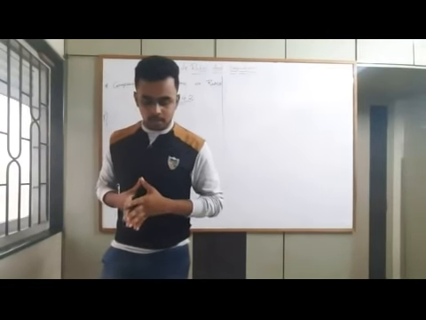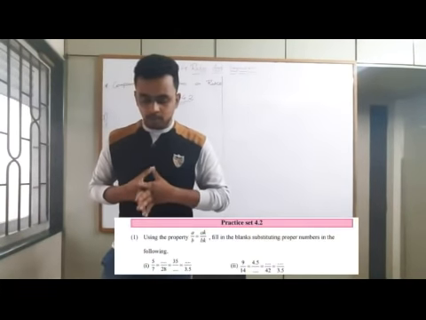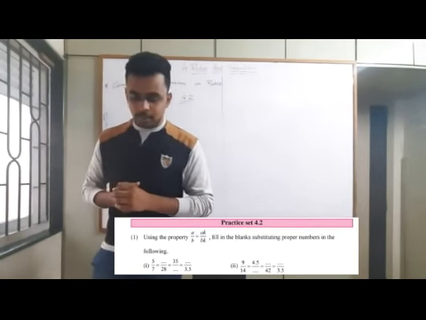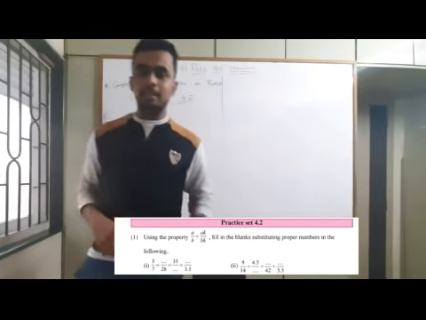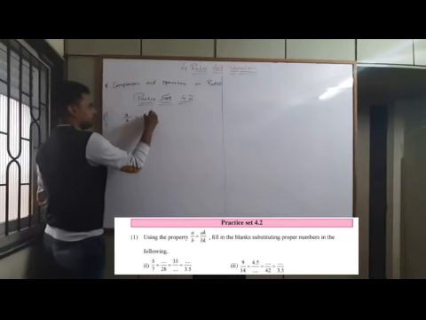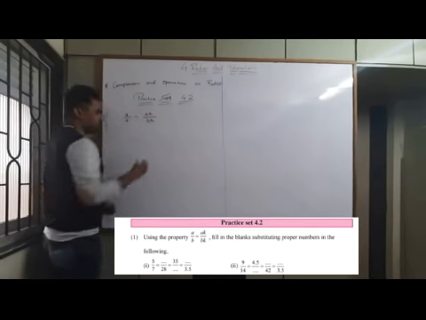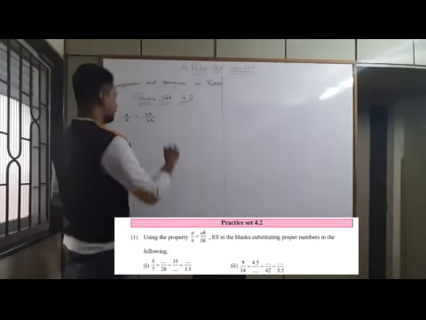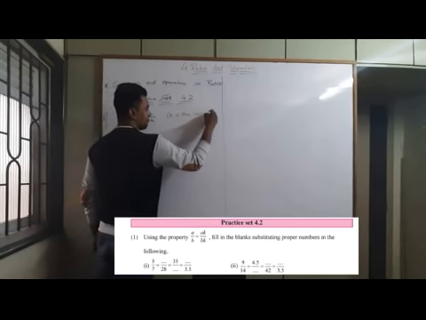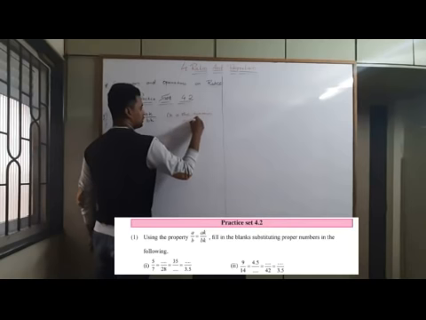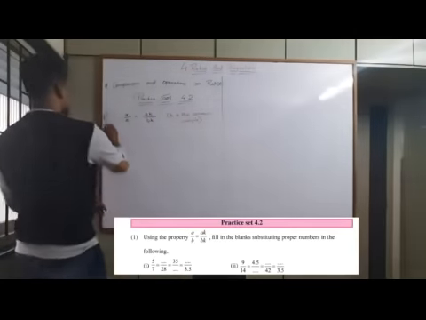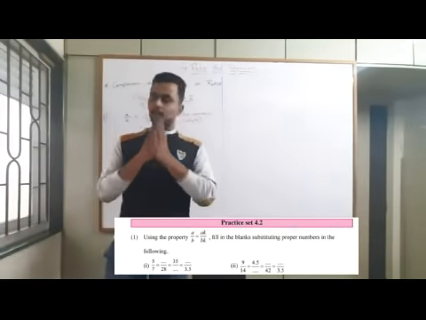The first question asked is: using the property a upon b is equal to ak upon bk, fill in the blanks, substituting proper numbers in the following. So let us see what exactly this question means. They have given us a upon b is equal to a into k upon b into k. Now what does this mean? This means that k is the common multiple. I will be solving the first sub-question of this main question, and the second will be the assignment for you.